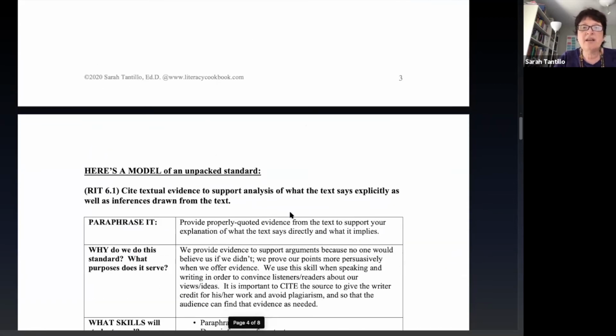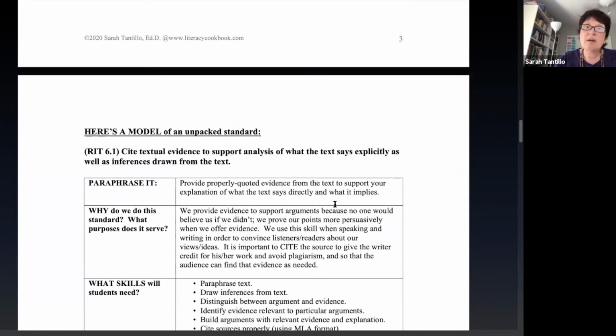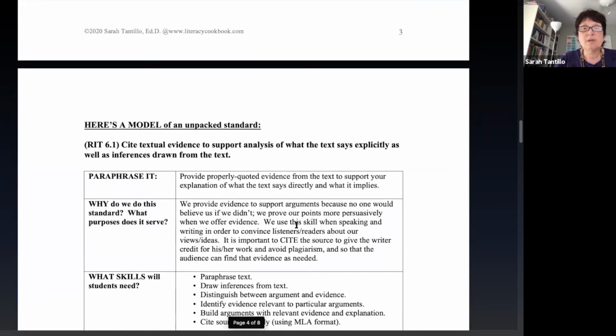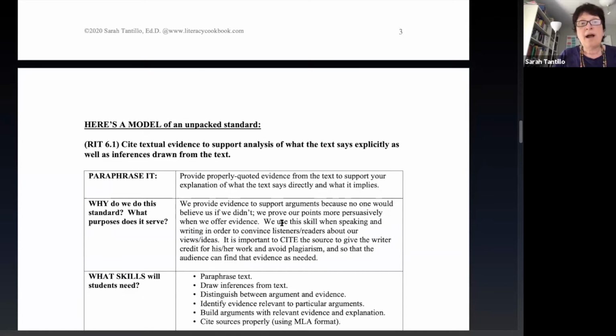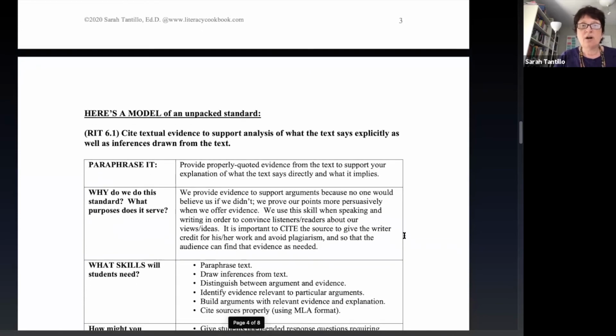All right, that's just a quick heads up on that, because part of the work that we do in unpacking the standards, as you will see, is we think about what our lesson plan objectives are going to be related to the standard. Okay, great. So I took the sixth grade standard number 1, cite textual evidence, etc., and I've unpacked it in this chart that I designed.